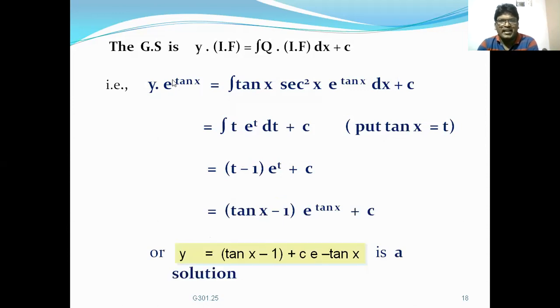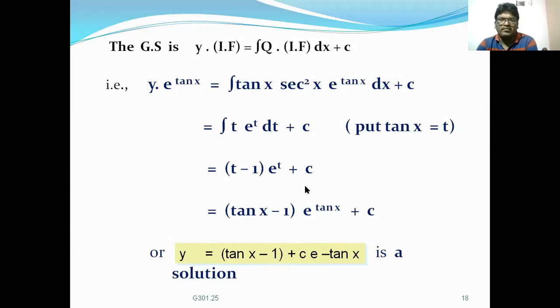Here on the left side tan x is there. Divide the right side by it. On the right side you have tan x, and this tan x e power tan x gets cancelled. So tan x minus 1, you will get only this term. The c term is also divisible by e power minus t, so e power minus tan x in the numerator. This is the general solution for the above linear differential equation.